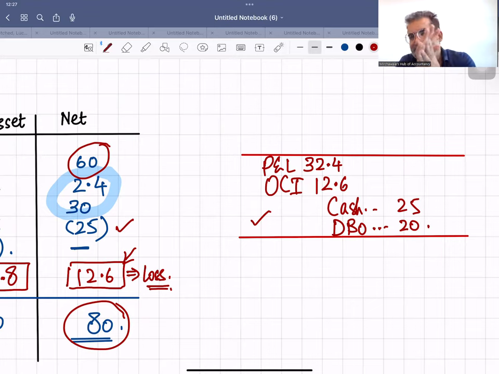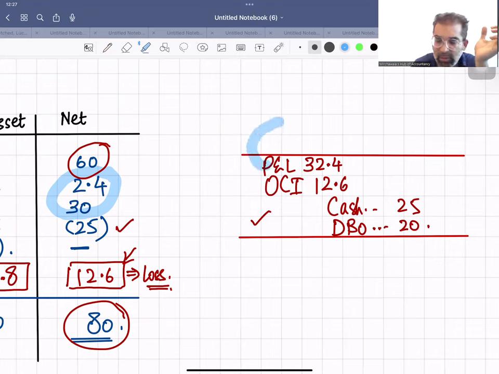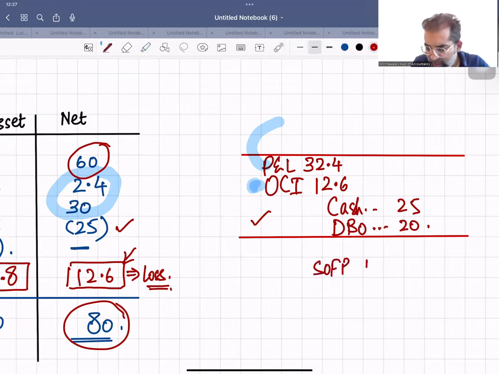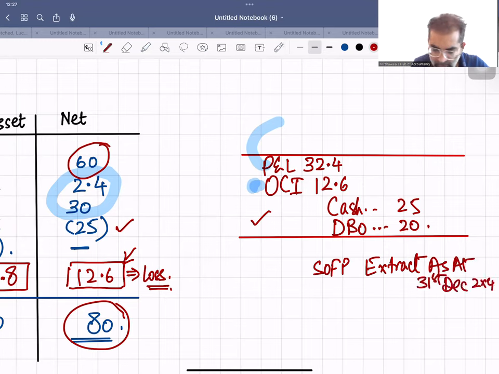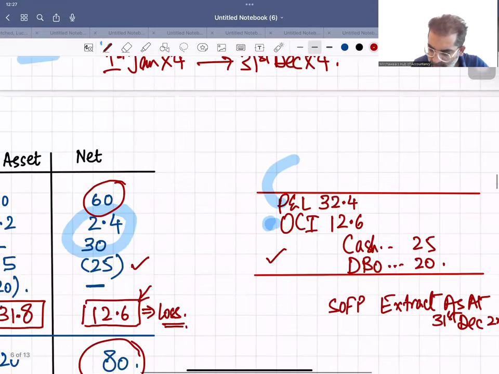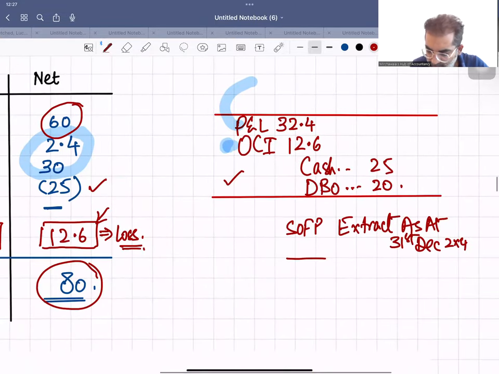So this thing will go in the P&L, and this thing will go in the OCI, and you can tell the examiner that. One more thing they normally ask is the SOFP extract as at 31st December, X4.